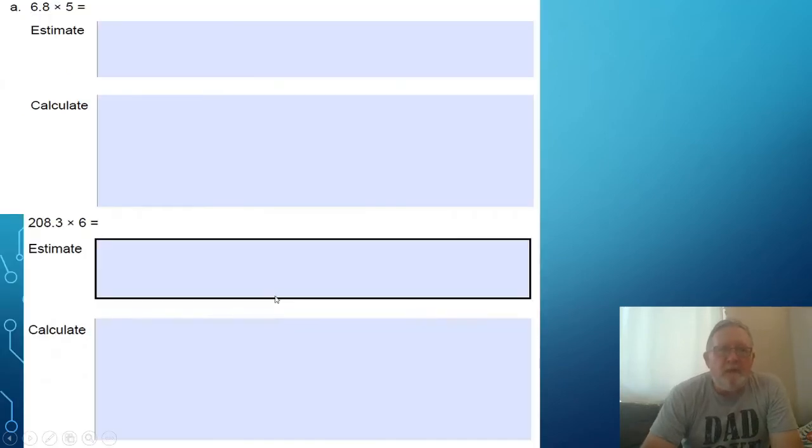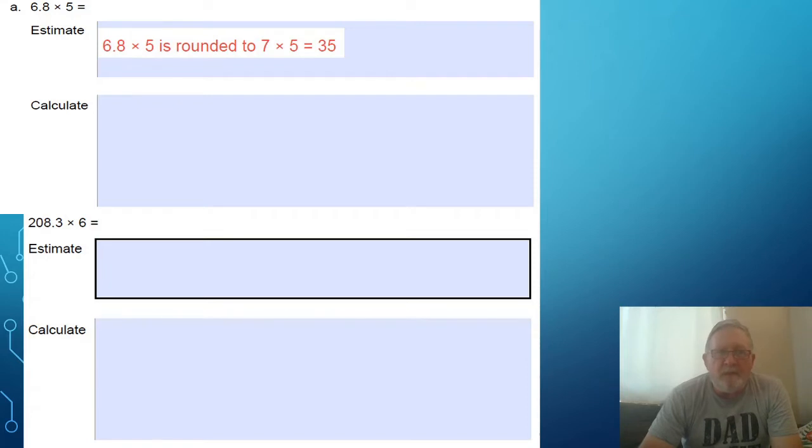Alright, over here now, there's 2 here. One we'll work through together, and then the second one I'll leave for you. So 6 and 8 tenths multiplied by 5. If we're going to estimate first of all, 6 and 8 tenths is close to 7. So we round it up to 7. 7 fives are 35. There is our estimate that we'll compare to our calculation shortly.